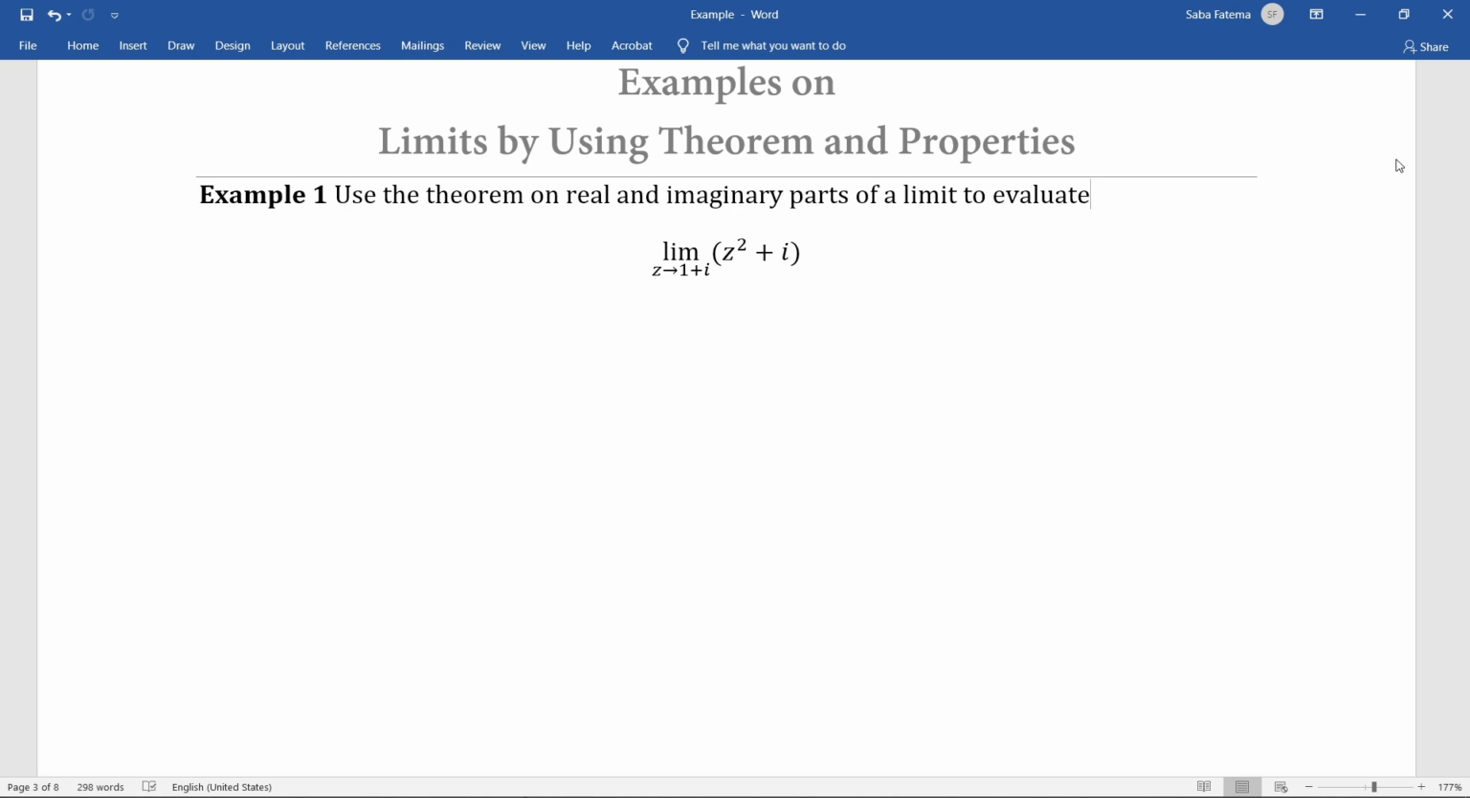In this example video, we will find limits by using different theorems. In example 1, we are asked to use the theorem on real and imaginary parts of a limit to evaluate this one.